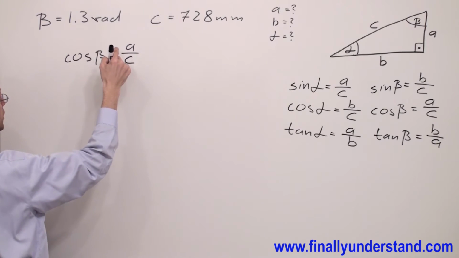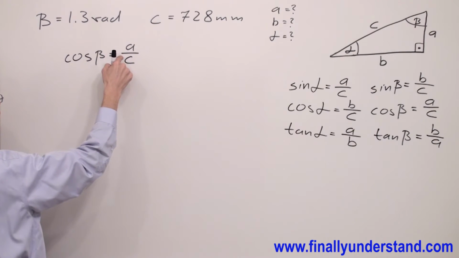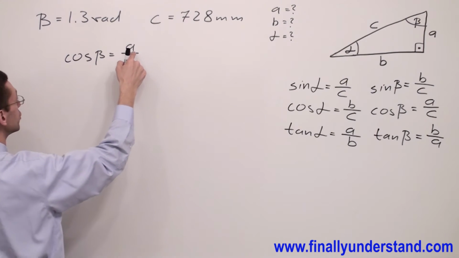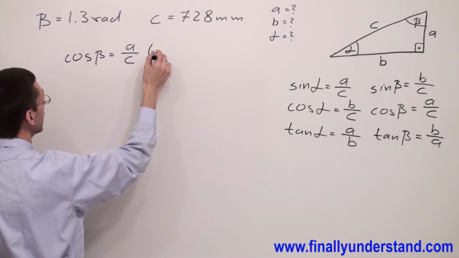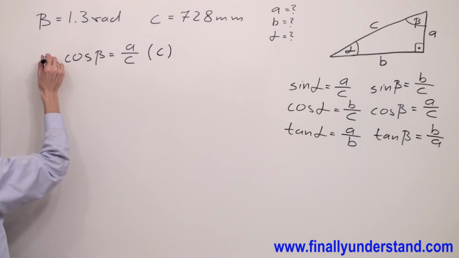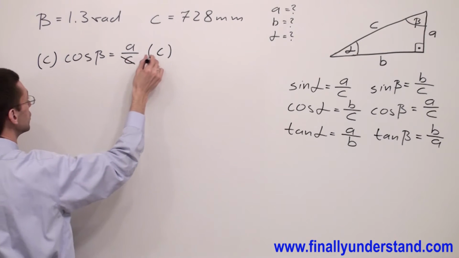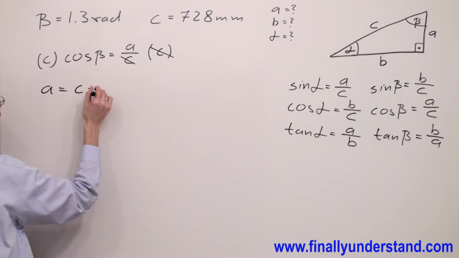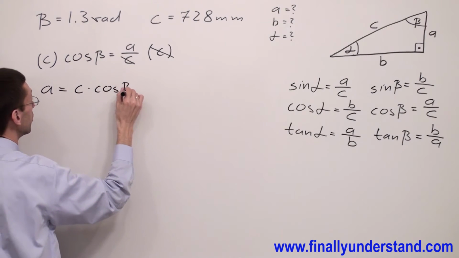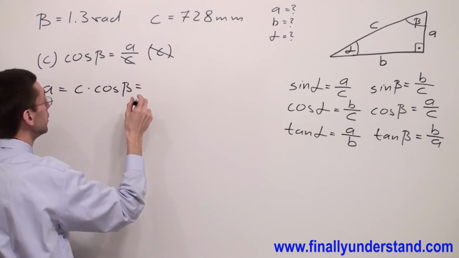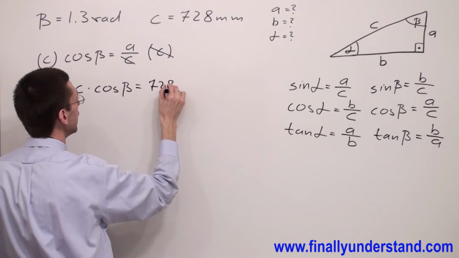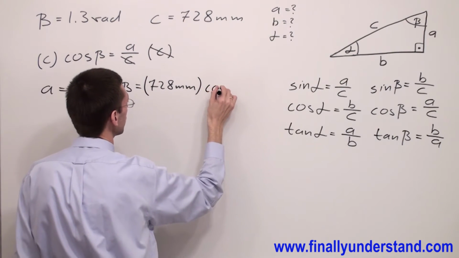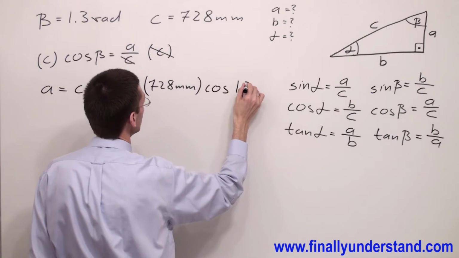In order to find the length of side A, I'm supposed to rearrange this formula. I have to eliminate the fraction in order to separate A. So you have to always multiply both sides of the equation by the denominator. So C and C will cancel out, and we have A is equal C times cosine beta, where C is equal 728 millimeters times cosine 1.3 radians.